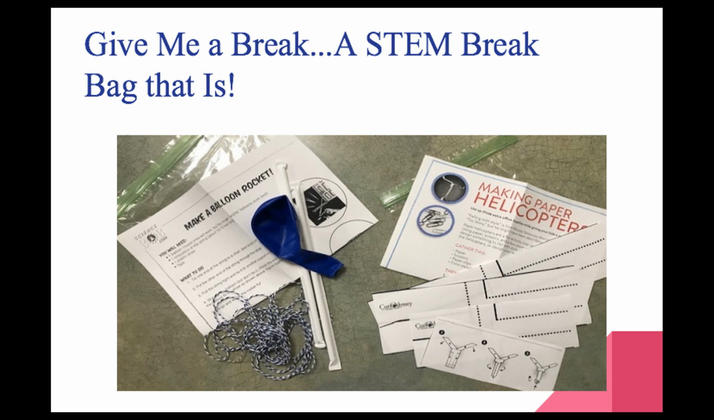So my students created STEM break bags. They were filled with 4 to 5 STEM activities that children in grades K through 5 can accomplish. With the help of foundations, pre-service teachers, and others all participated.